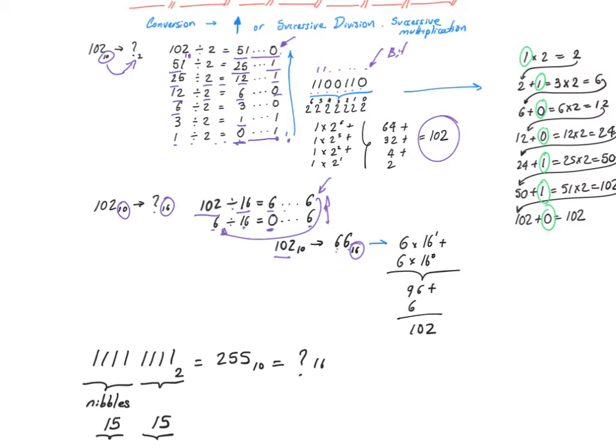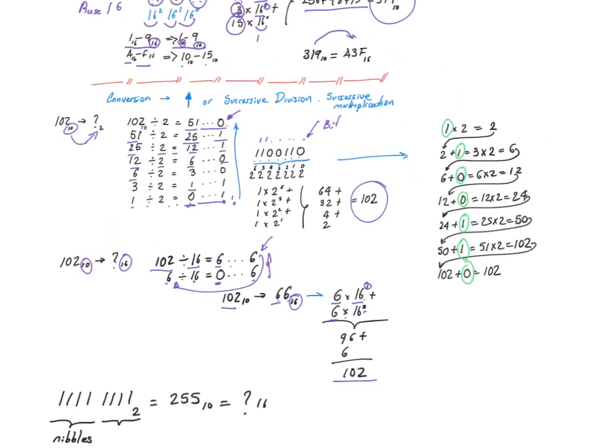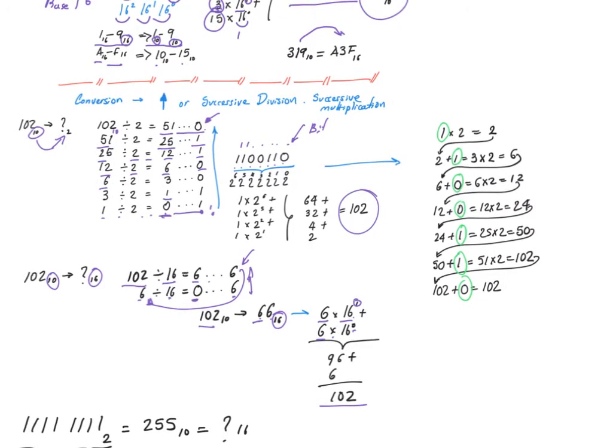Now, how can I prove that this is really 102? Well, I can just multiply the digit times the value of the position. So in this case, it's 6 times 16 to the power of 1, plus 6 times 16 to the power of 0, which gives me 102, right? There is another way that we can do this. We can change from, for example, binary system to denary by doing this. Let's take this number, the one that we know is already 102.